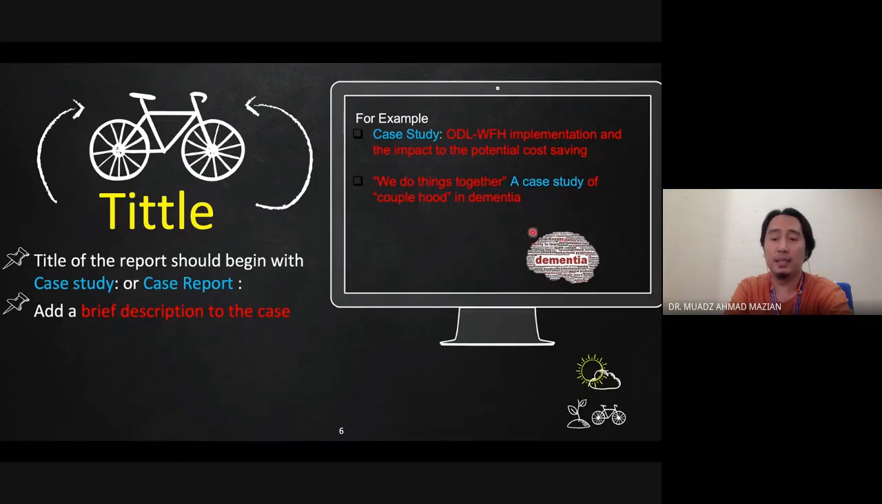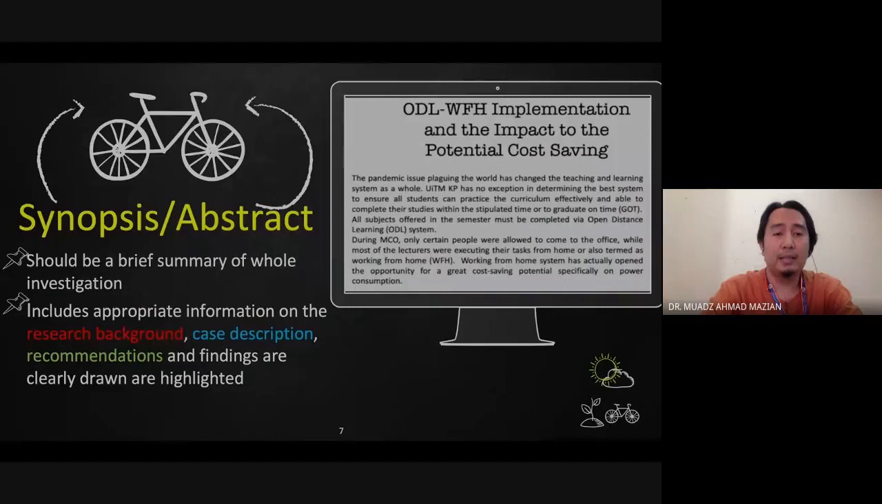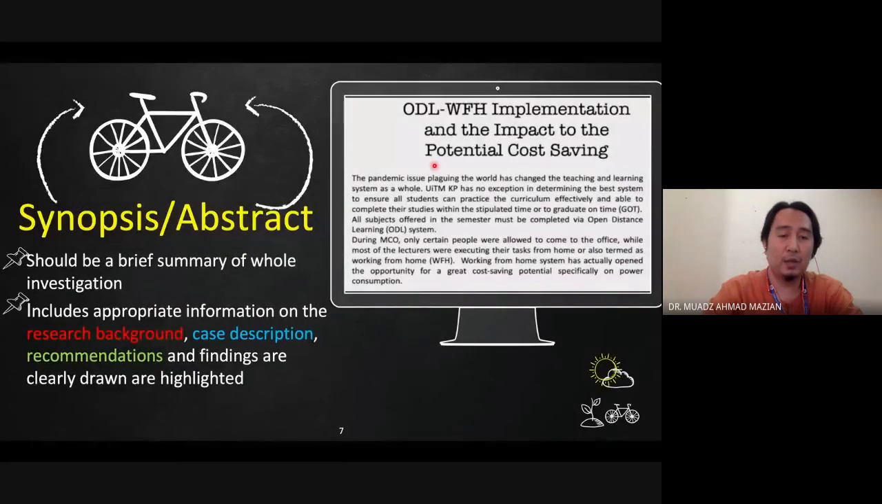So dementia is like a neuro problem, a disease. Okay, so this is an example of how to write your title. And from this slide onwards, I will use examples of my case study to explain to you how to write a good case study report.